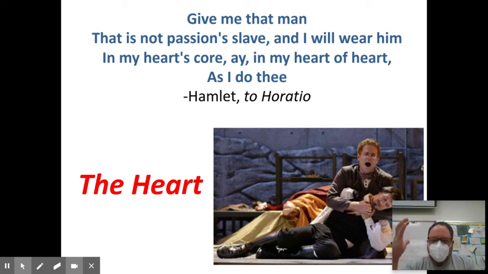Give me that man that is not passion's slave, and I will wear him in my heart's core, ay, in my heart of heart, as I do thee. I never understood Shakespeare, but we're talking about the heart, okay?